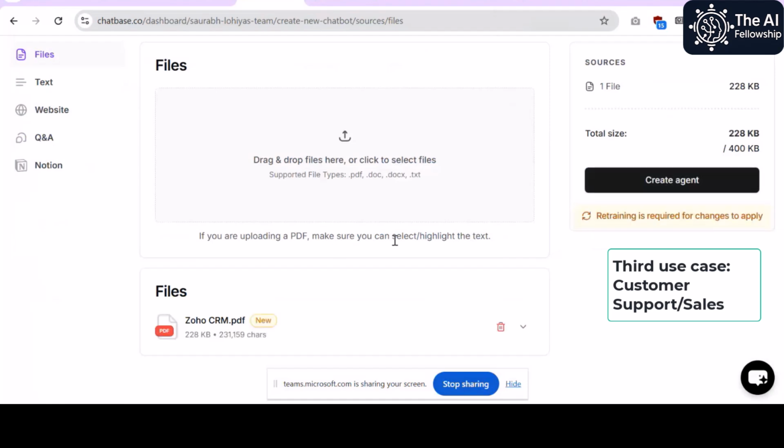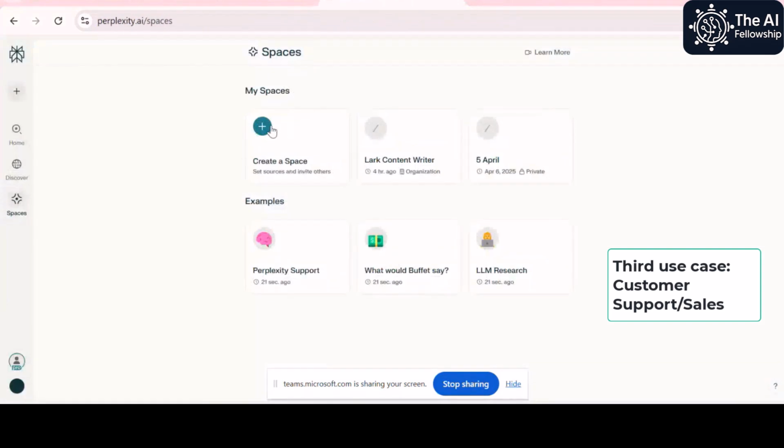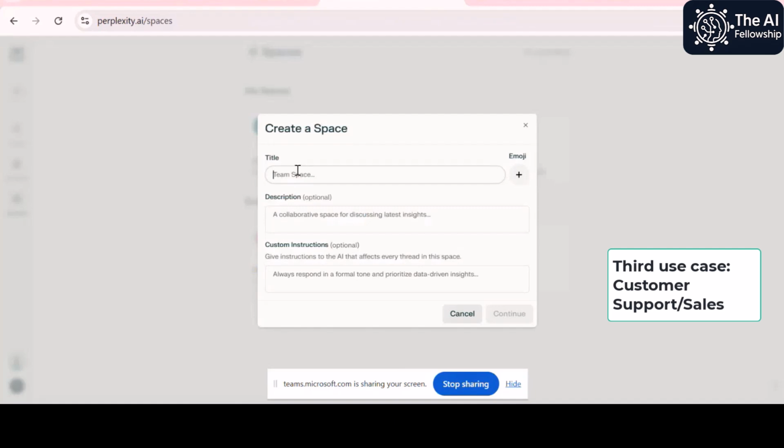So this is exactly what we do in Notebook, right? We upload a source, and so it is training. Meanwhile, let's go to something else also. Let's do the same thing in Perplexity also. Okay, so I'll create a space in Perplexity.